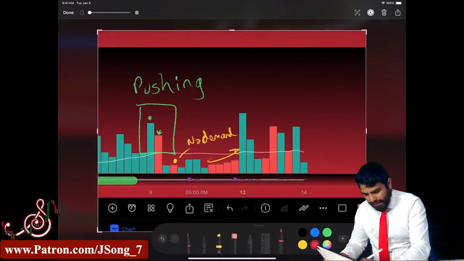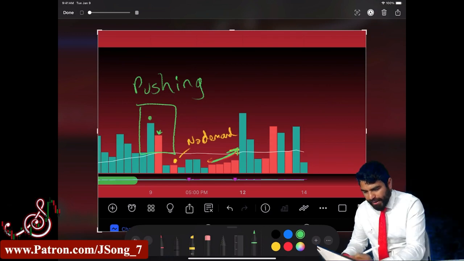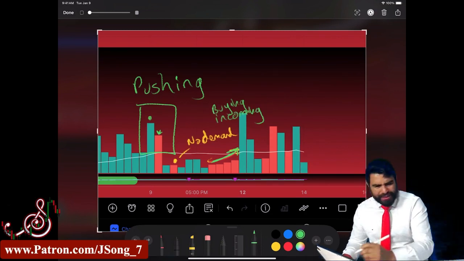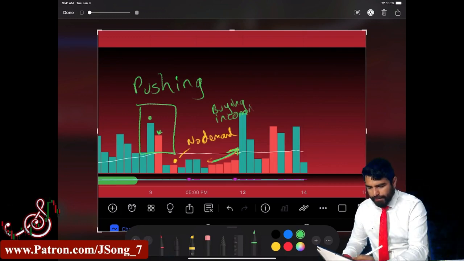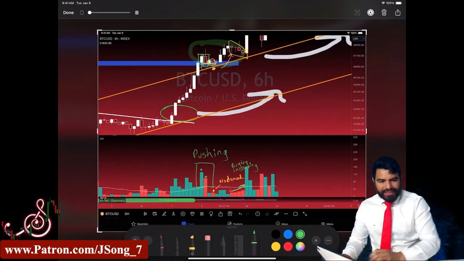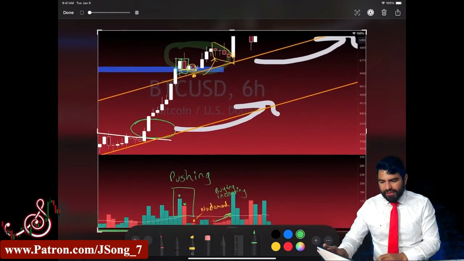So this increase, buying incoming or supply. It would be new supply, incoming. Okay. And that's good. You want to see that in an uptrend, okay? Because now you want to see the buying in the context of the story.